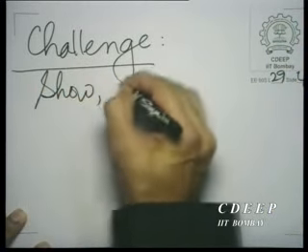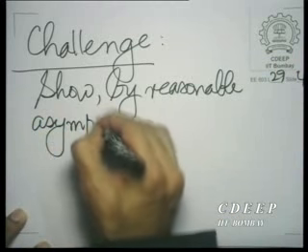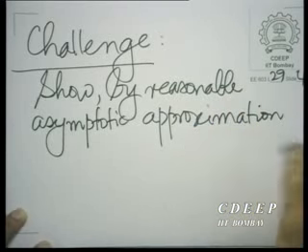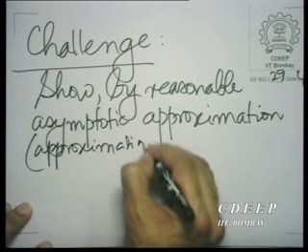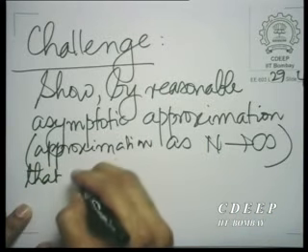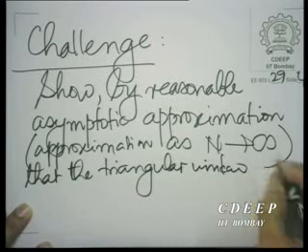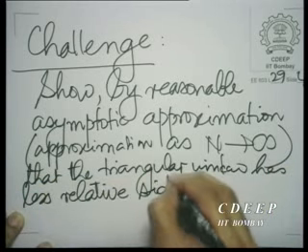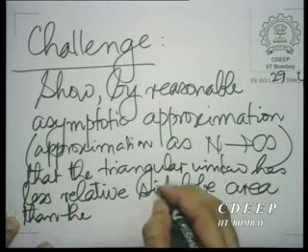Show by reasonable approximation, asymptotic approximation, by which I mean approximation as n tends to infinity, that the triangular window has less relative side lobe area than the rectangular window.